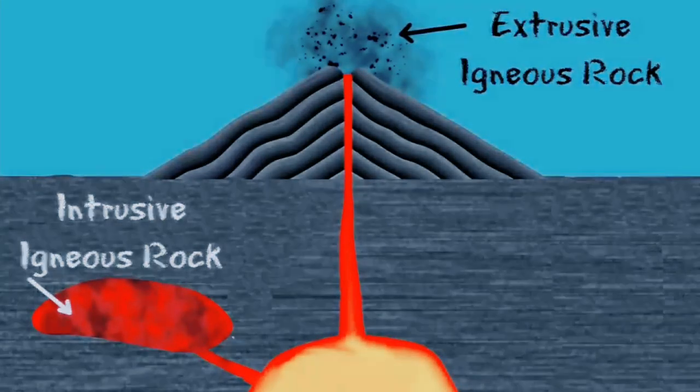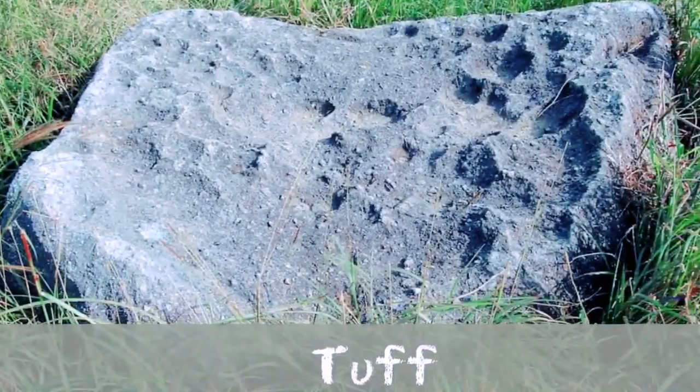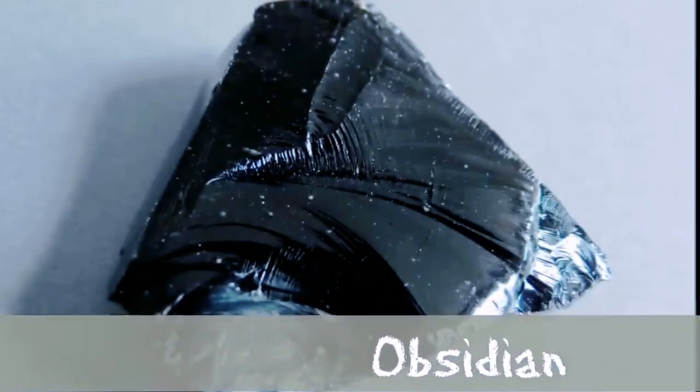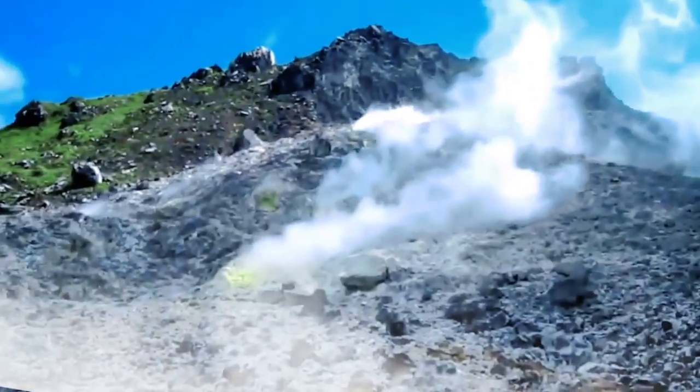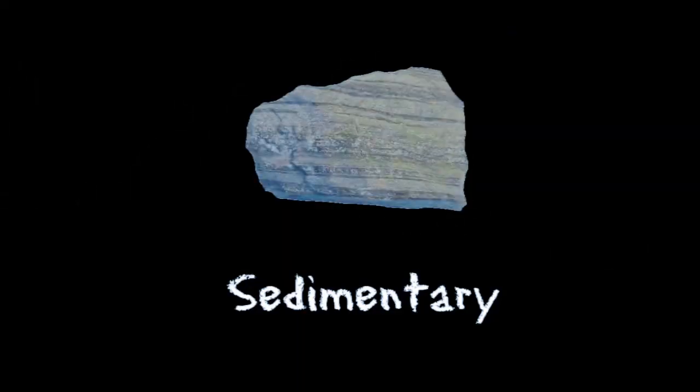Some examples of extrusive igneous rock are tuff, obsidian, and pumice. Igneous rocks make up about 95% of the Earth's crust. The next type of rock is sedimentary rock.